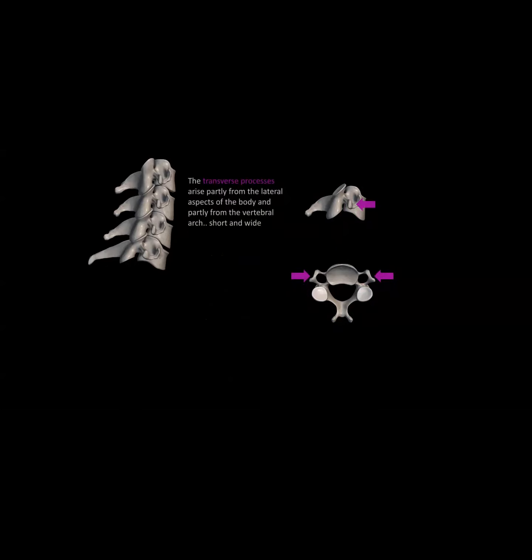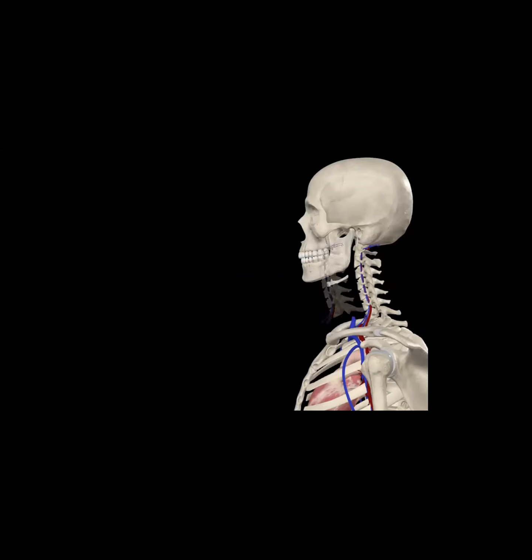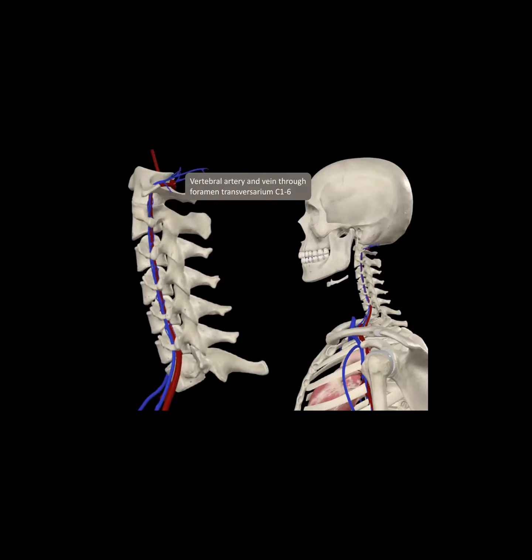The transverse processes arise partly from the lateral aspect of the body and partly from the vertebral arch, are short and wide, and are perforated by the foramen transversarium, which transmits, except in C7, the vertebral artery and vein as well as a plexus of sympathetic nerves. Here the vertebral artery and vein pass through the foramen transversarium from C1 to C6.